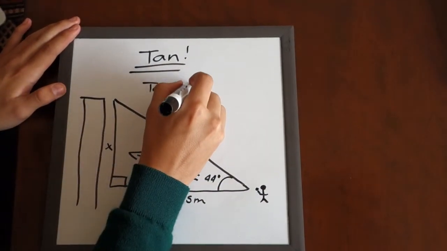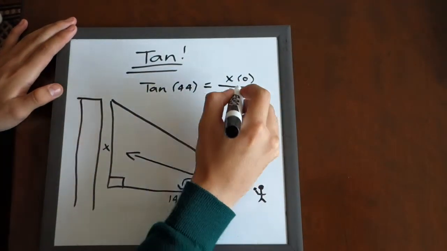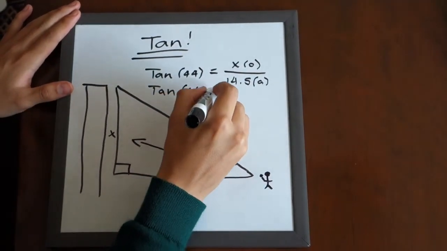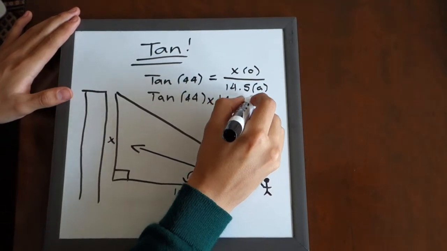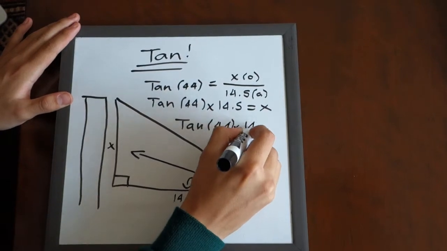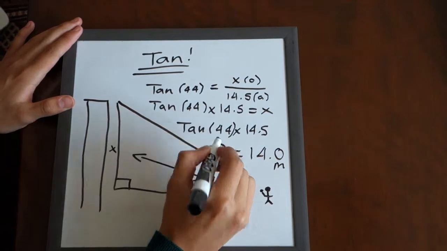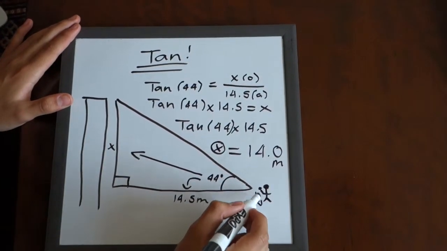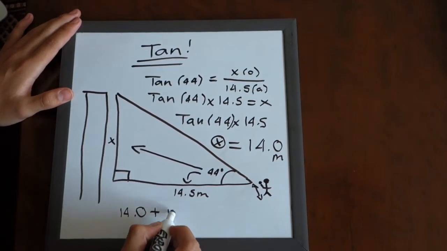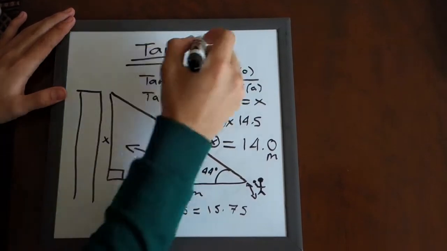To calculate this, we're going to do tan 44 equals x, that is the opposite side, divided by 14.5, which is the adjacent side. This means that we need to calculate tan 44 times 14.5 to find x. After doing this calculation, x equals 14 meters. We need to add our height, that is 1 meter 75, to the 14 meters that we got to find the real height. This means the final height is 15.75 meters.